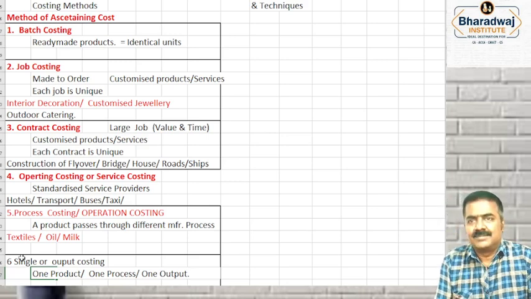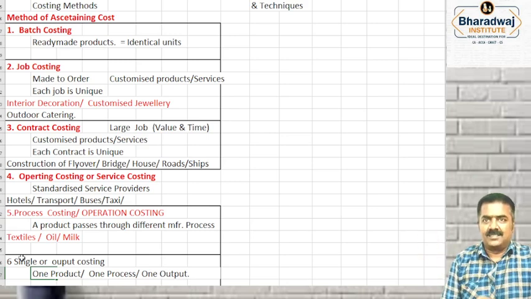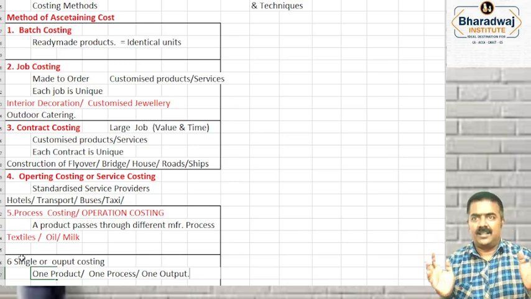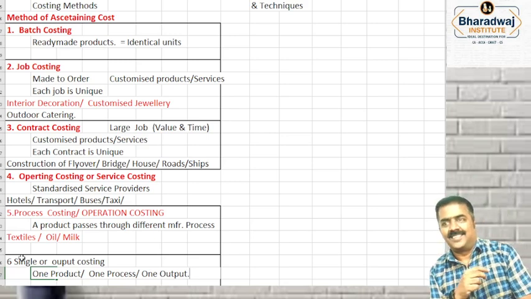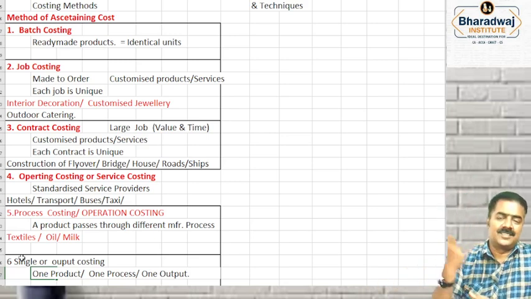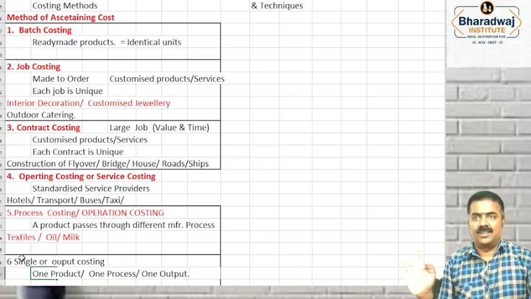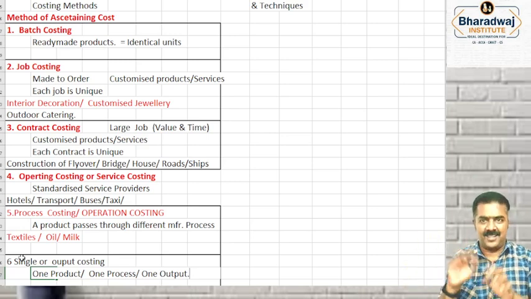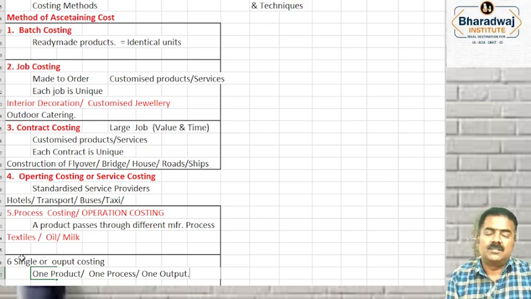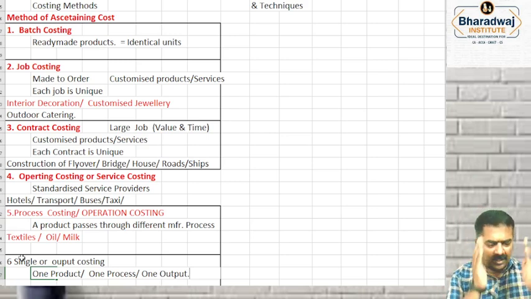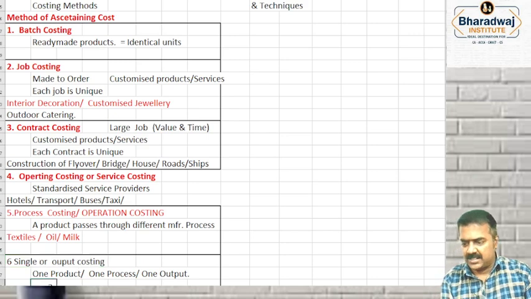Example, bricks. Have you seen bricks? How do they make them? They heat the clay and take it out, that's all. Only one product. What is it? Okay, the bricks. Only one product, one process. What is the process? Heat, that's all. They call it a brick kiln. Okay, they will make that particular thing. Then they will manufacture with one raw material, one process, one output. They will follow which method? Single or output costing. Best example is bricks.